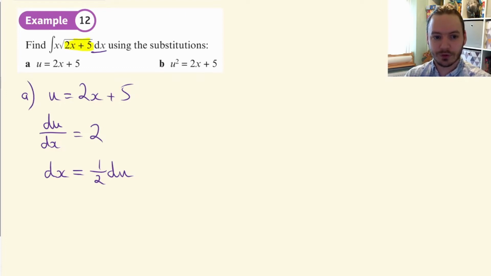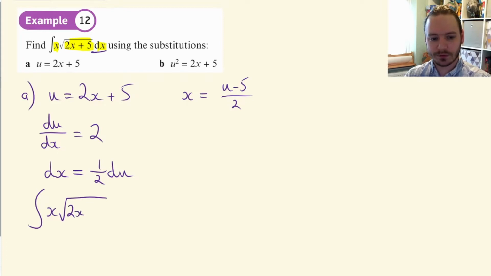This is really simple. The 2x plus 5 just becomes a u. The dx we've got is just half du. The x is going to take a little bit more work, so I could do with just pointing out that x is going to be u take away 5 divided by 2, because we need to replace the x as well. Every single example of an x needs to vanish. And what that means is our integral of x root 2x plus 5 dx is going to be the same as our integral of u minus 5 over 2 multiplied by root u multiplied by half du.